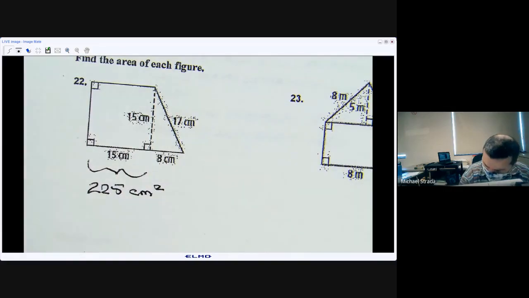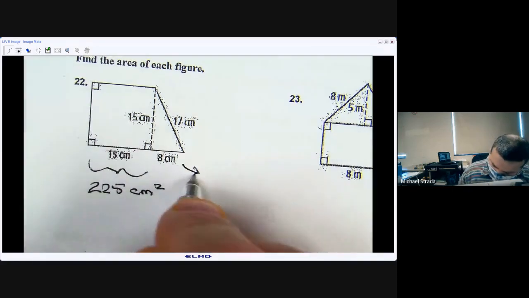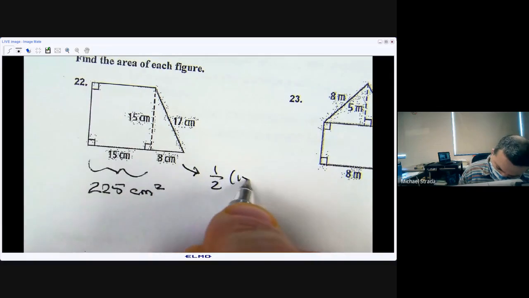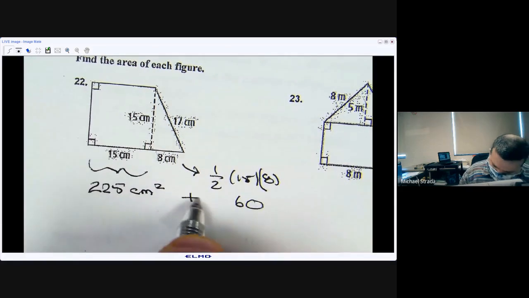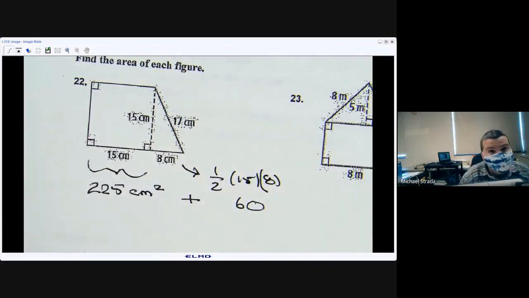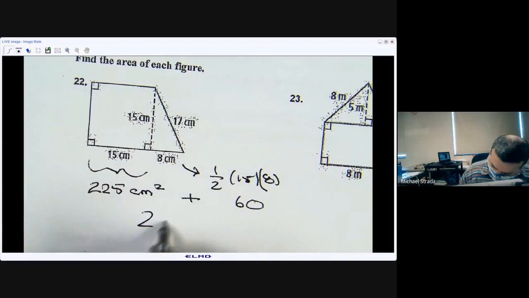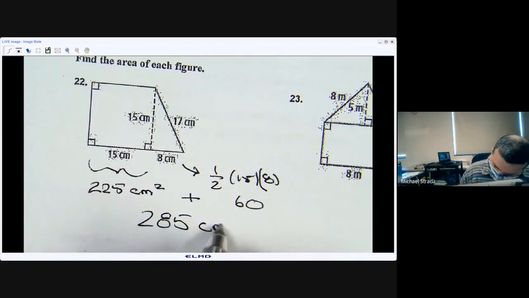All right. What are the dimensions of the triangle that give us area? 15 and 8. I'm going to do 1/2 times 15 times 8. Half of 8 is 4. 4 times 15 is 60. What do I do with 225 and 60? Add them up, and I get 285 centimeters squared.